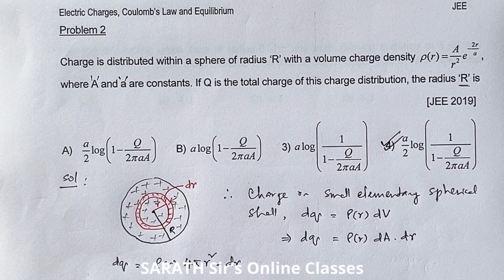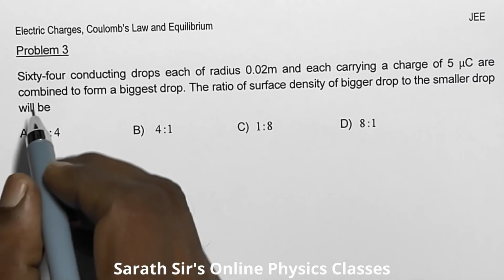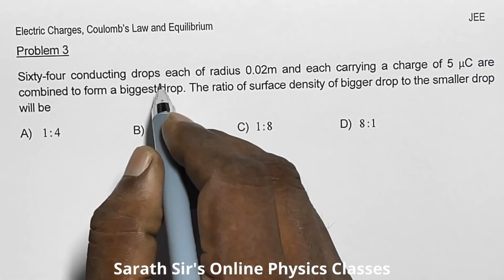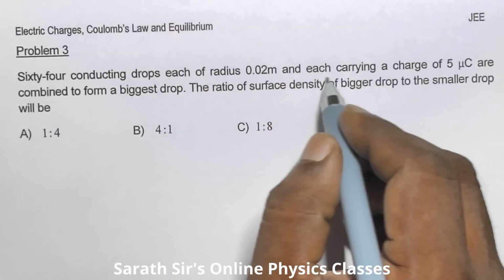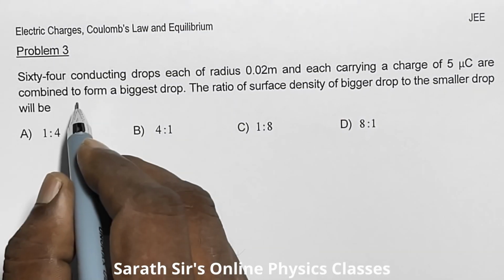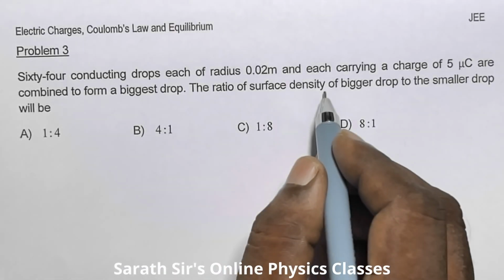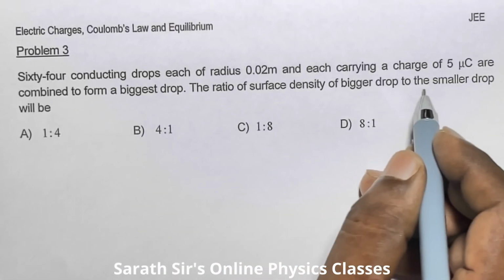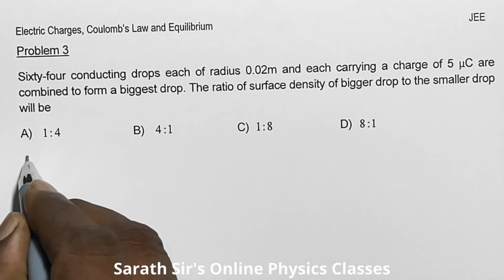You practice once again. In this problem, 64 conducting drops, each of radius 0.02 meter and each carrying a charge of 5 microcoulomb, are combined to form a bigger drop. The ratio of surface density of the bigger drop to the smaller drop will be. So this is the problem.